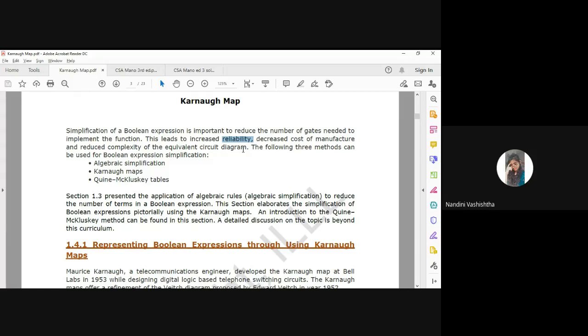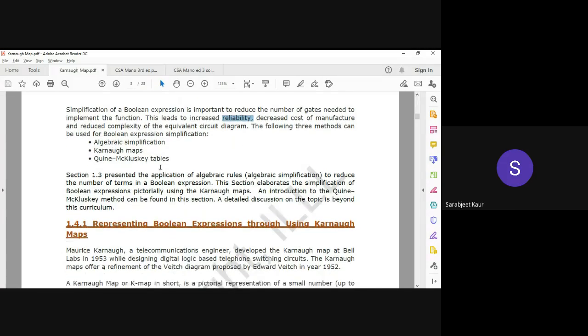Yes, ma'am. Okay, continue please. The following three methods can be used for Boolean expression simplification: algebraic simplification, Karnaugh maps, and Quine-McCluskey tables. These are the three methods which are traditionally used. The third one is not in your course. Section 1.3.